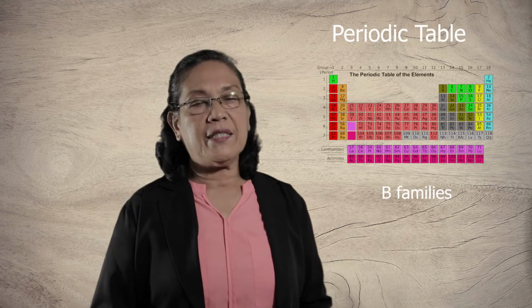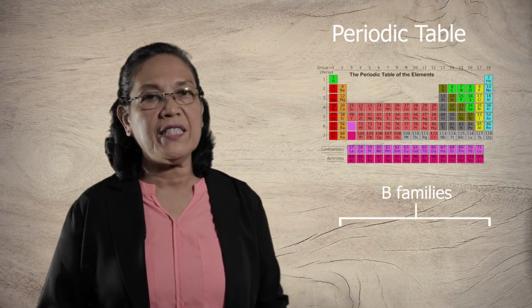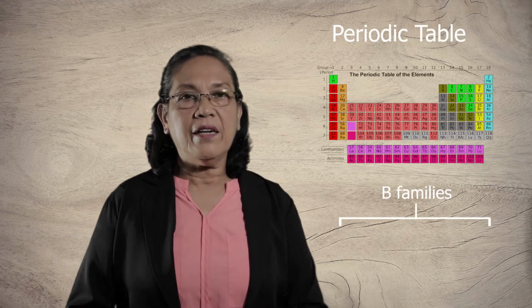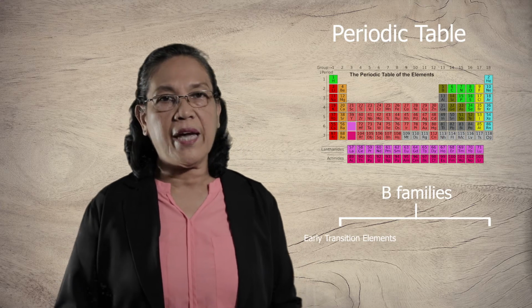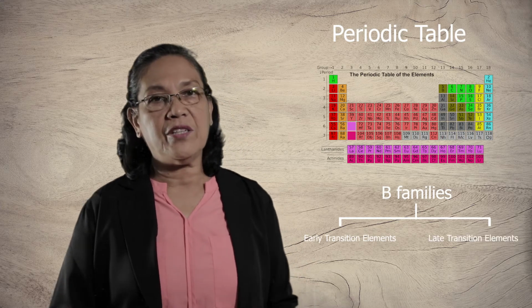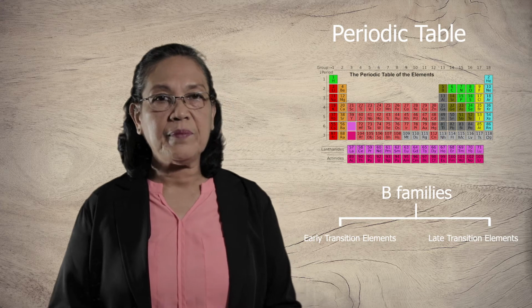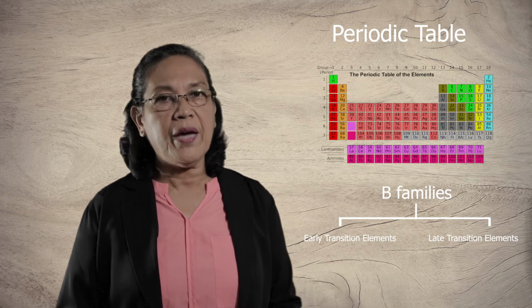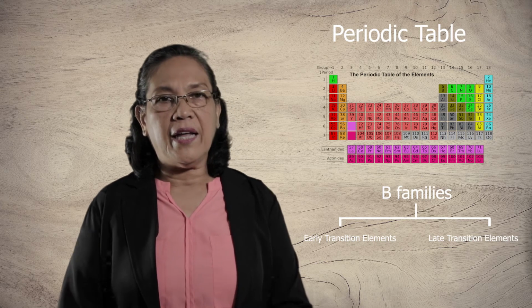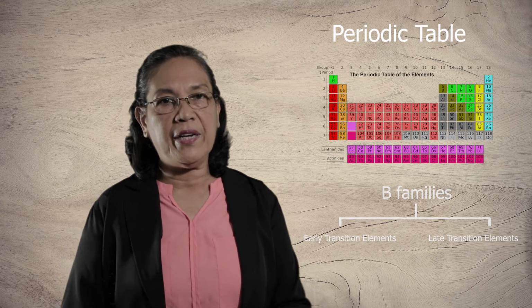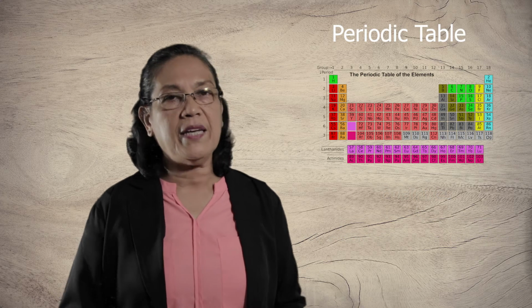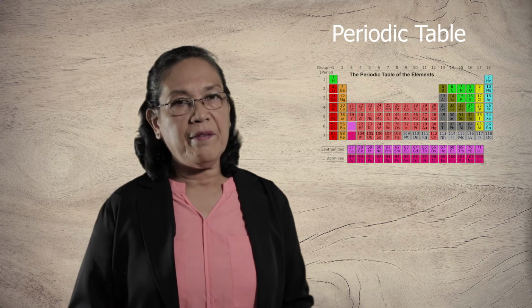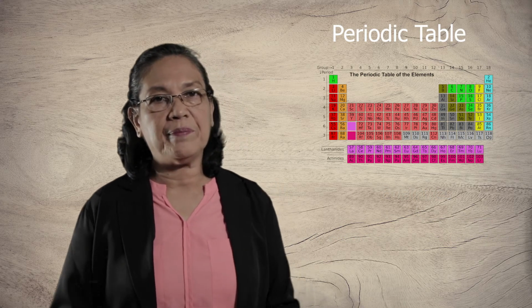The B families, there are two groups of these B families: the early transition elements and the late transition elements. These elements are located between the 2A family and the 3A family in the periodic table. Those are the families of the elements in the periodic table.